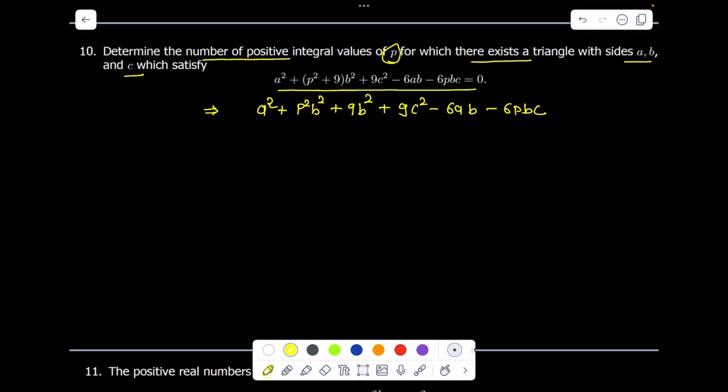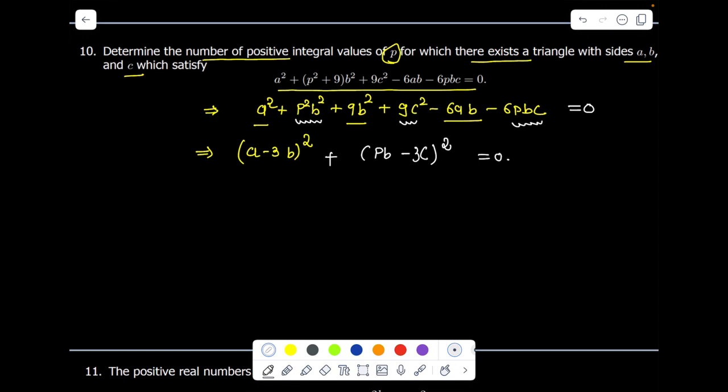So here you can observe that A square plus 9B square minus 6AB is nothing but A minus 3B whole square. And similarly, P square B square plus 9C square minus 6PBC is nothing but PB minus 3C whole square. And this value is equal to 0. And guys, if the sum of squares is 0, then individually each should be 0. A minus 3B is equal to 0, and PB minus 3C is also equal to 0. So can I say that A equals 3B and PB equals 3C?